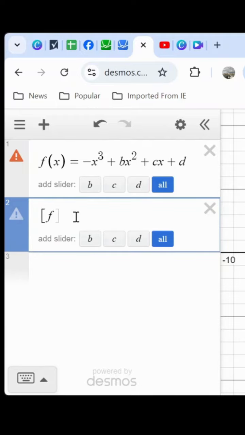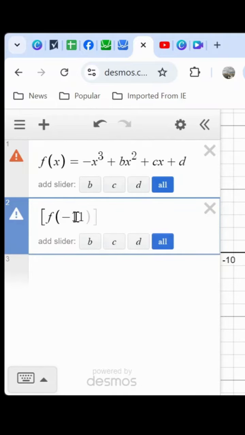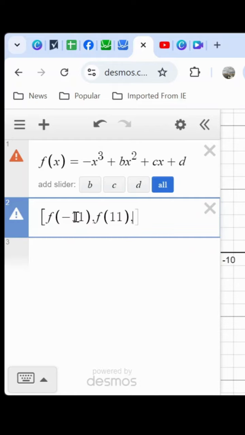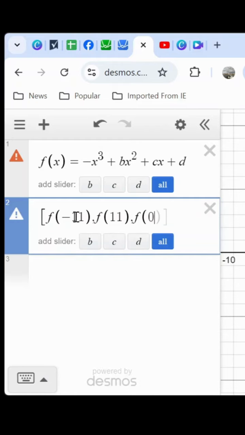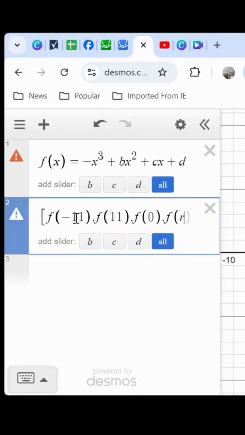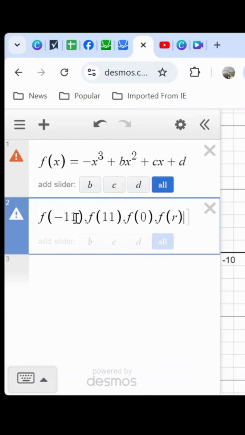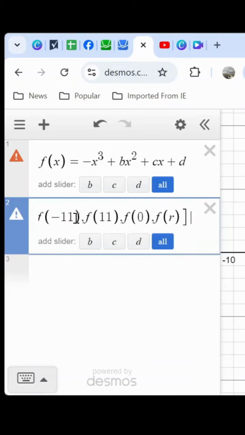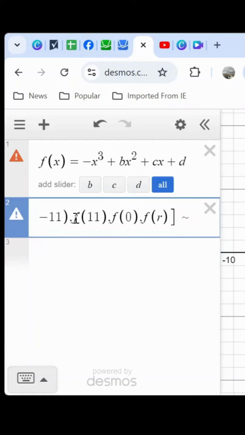So we're going to say f of negative 11, f of 11, f of 0, and f of r. And then we're going to use tilde to find the b, c, and d values that would match up as the best fit for this. And then we're going to put in our output values.